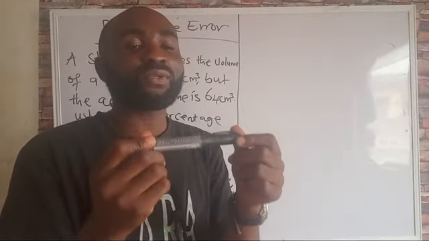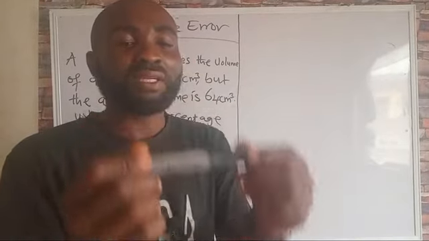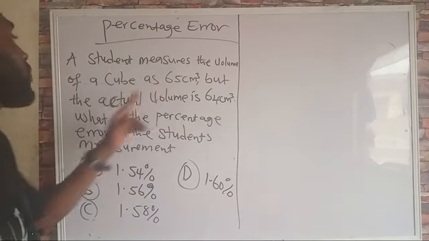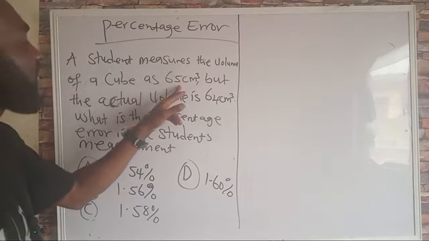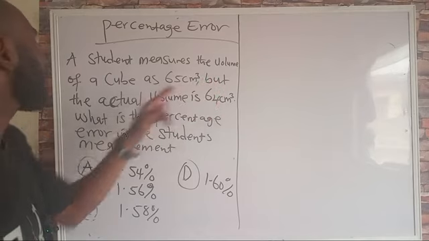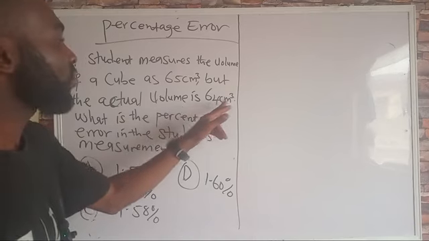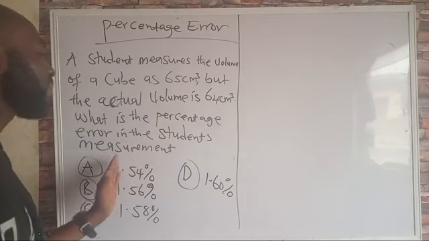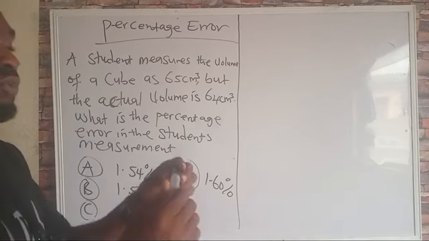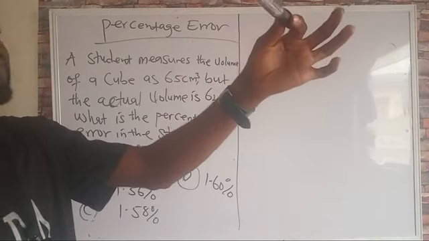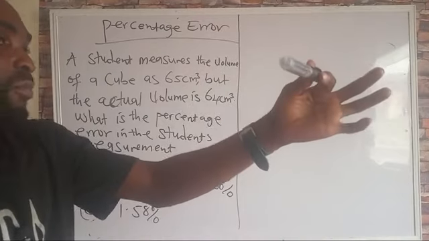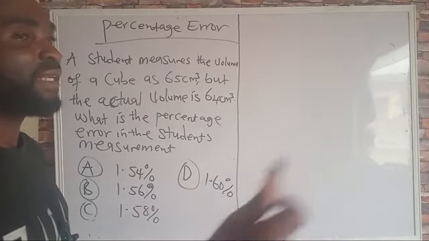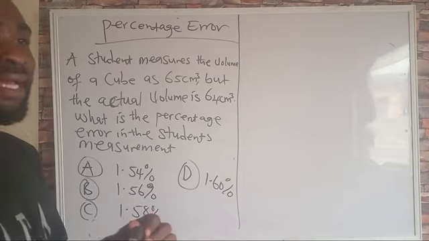So that is what we are going to calculate, the error which the person makes while measuring this marker. So we have this question: a student measures the volume of a cube as 65 centimeter cube, but the actual volume is 64 centimeter cube. What is the percentage error in the student's measurements? Something is manufactured to be 64, but another person measures it to be 65. That is one cm³ error.